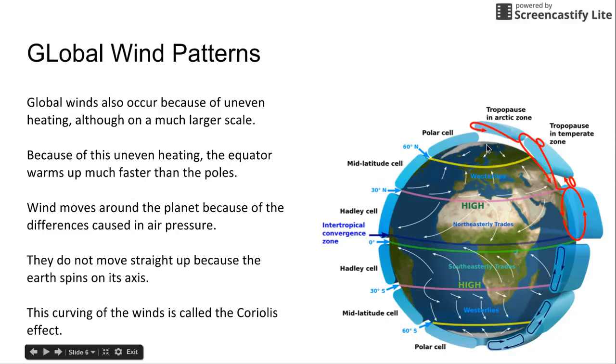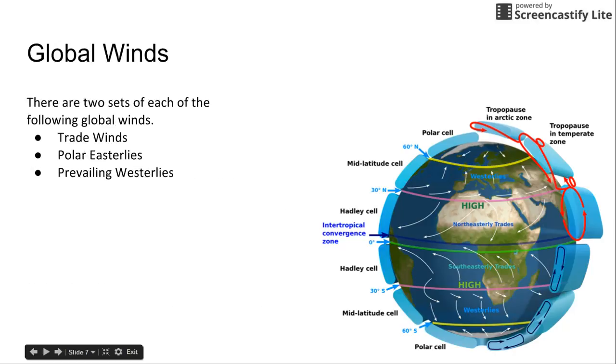Within each latitude zone, you'll notice that we have different types of winds coming in, and we have these convection currents happening in the troposphere, where the heat rises and the cool sinks. The 2 sets of each of the following global winds are trade winds, polar easterlies, and prevailing westerlies.